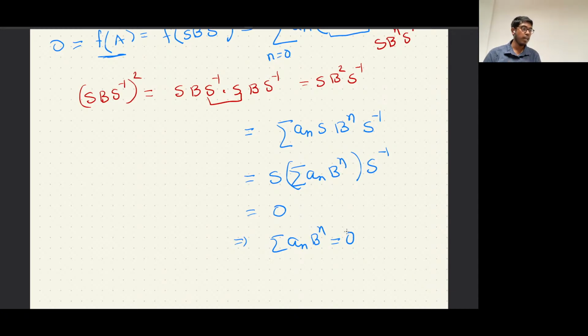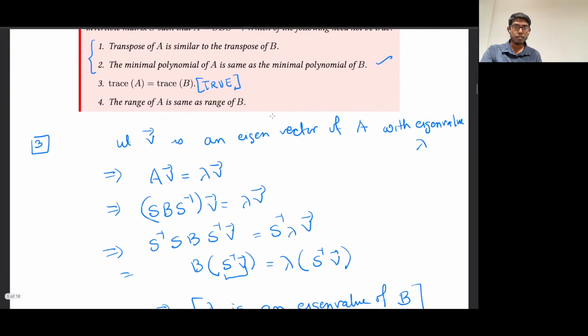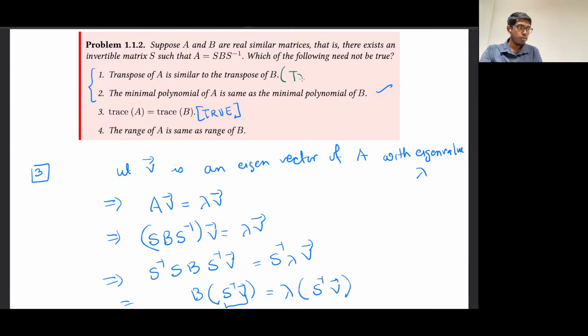And this in particular proves that if A and B are similar matrices, then their characteristic polynomials are the same. So characteristic polynomial same, minimal polynomial same, and hence determinant and trace are also the same. That means if A is diagonalizable, then B is diagonalizable, and all the properties related to this are true. This is true, this is also true, and this is also true. And hence this has to be false, but let's see an example.